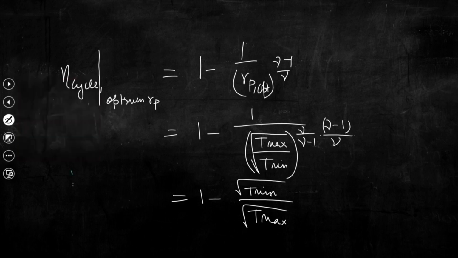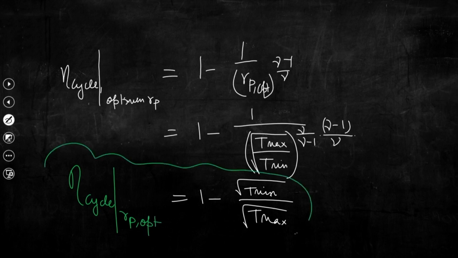So, this is eta cycle at Rp optimum. This is the expression of cycle efficiency at the optimum value of Rp, 1 minus root T min by root T max. So, if we know the maximum and minimum temperature of the working fluid in the cycle, we can get what would be the maximum efficiency for that cycle, because that is obtained at an optimum value of Rp.